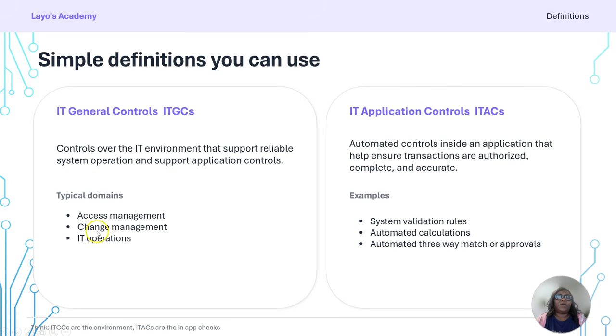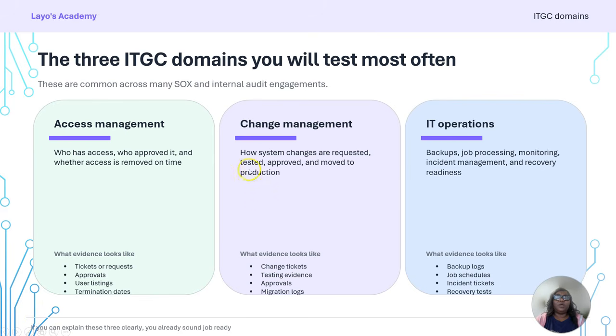Okay. For the three types of IT general controls, I have it detailed in my IT Audit Fundamentals book, and also part of the things I taught in my 5-day training that happened last week. So these three ITGC domains you test most often, like I said, I won't go into too much detail: access management, change management, and IT operations.